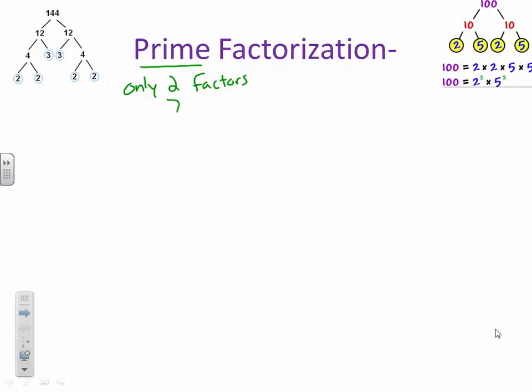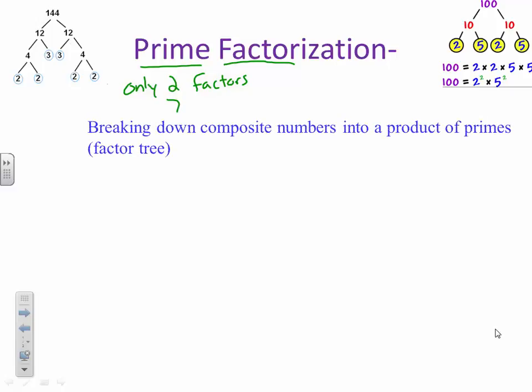7, for example, the only thing that goes into 7 is 1 times 7. And then factors are numbers that we multiply to get another one. You see that built right in there. So prime factorization, we're going to be dealing with prime numbers. The definition says breaking down composite numbers into a product of primes. So composite numbers have more than two factors.